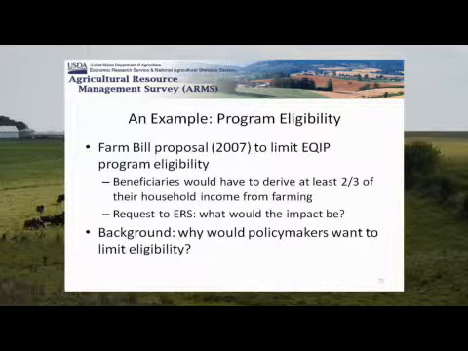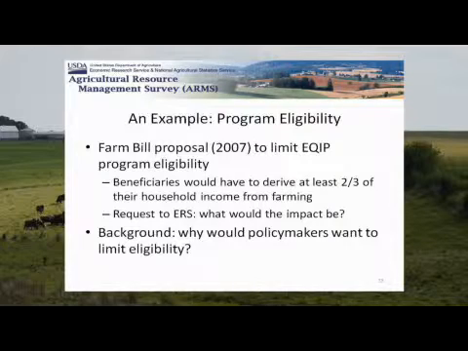I'm going to give you two examples. One is an old one that you've seen me give before. There was a proposal in the last Farm Bill debates, that is in the 2007 Farm Bill, to limit eligibility for the EQIP program. That is, as I said, the Environmental Quality Incentives Program that's used to encourage the use of certain conservation and environmental practices on farms. The proposal was to limit EQIP spending only to those applicants who derived at least 2/3 of their household income from farming. They sent a request to ERS. What would the impact be if we actually implemented this proposal?